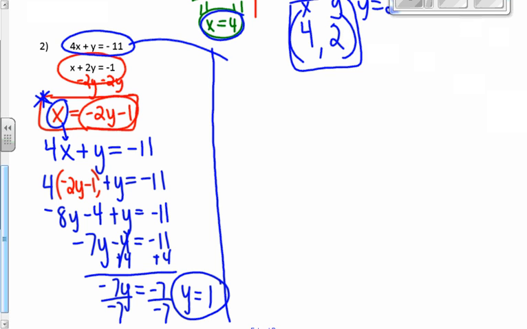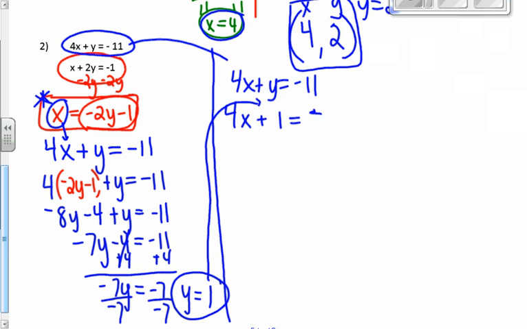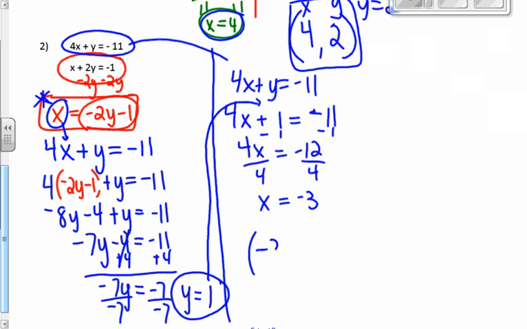So now we're going to rewrite our second column, just like what we always do. So 4, I don't know my x, but now I know my y, I'm subbing in. It's the same idea that we've been doing. Subtract 1 from both sides. And then I'm going to divide by 4, and I get x equals negative 3. So my answer here is negative 3, comma 1.